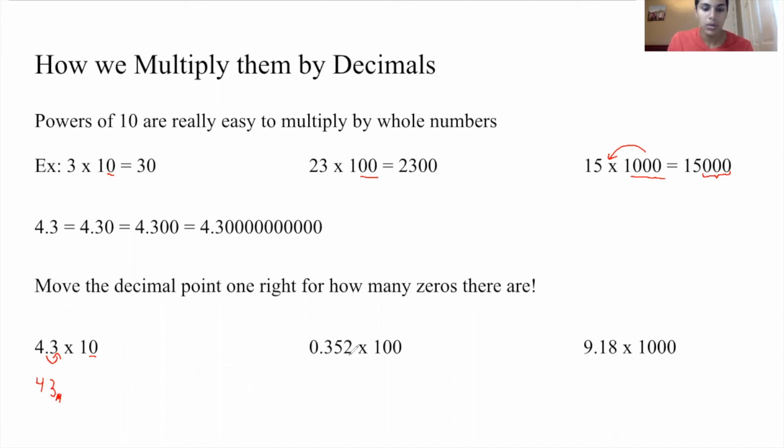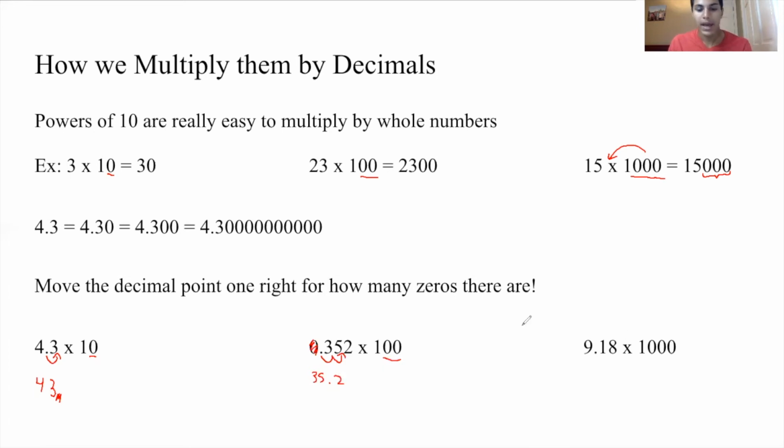In this example, 0.352 multiplied by 100, 100 has 2 zeros. So we're going to move the decimal point 2 spots to the right. So it's going to go from here, 1 spot, 2 spots to the right to be after the 5. So instead of 0.352, and remember, we can drop the 0 now, it's just going to be 35.2.